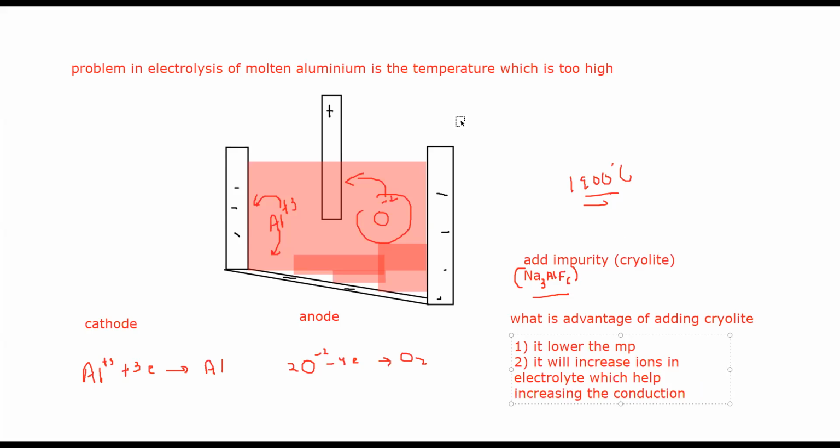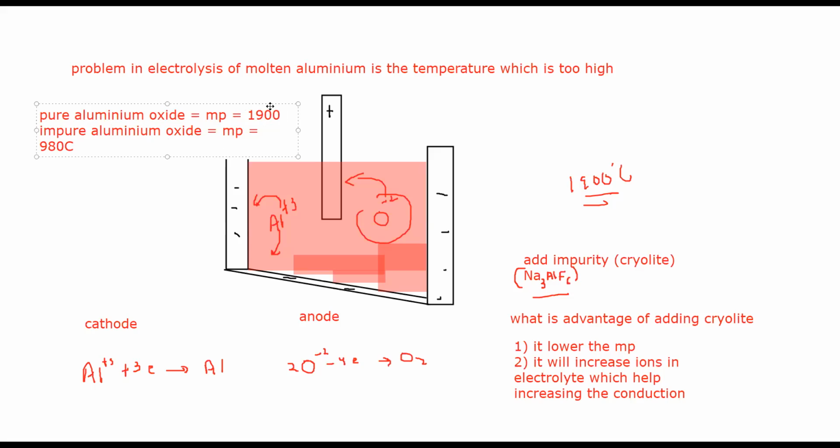We are not lowering a temperature. What happens when you have pure aluminium oxide? Its melting point is equal to 1900 degrees centigrade. But when you have impure aluminium oxide, its melting point is 980 degrees centigrade. So it can melt at around 980. So what is the advantage of adding cryolite? Because impurities always lower the melting point, so it can melt at a lower temperature.